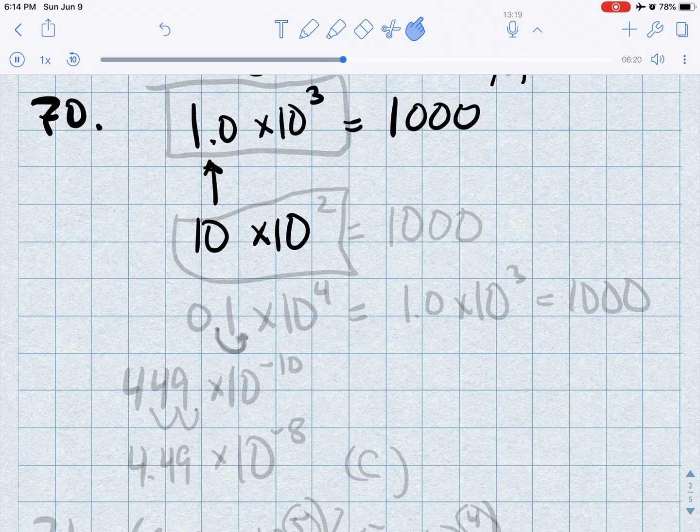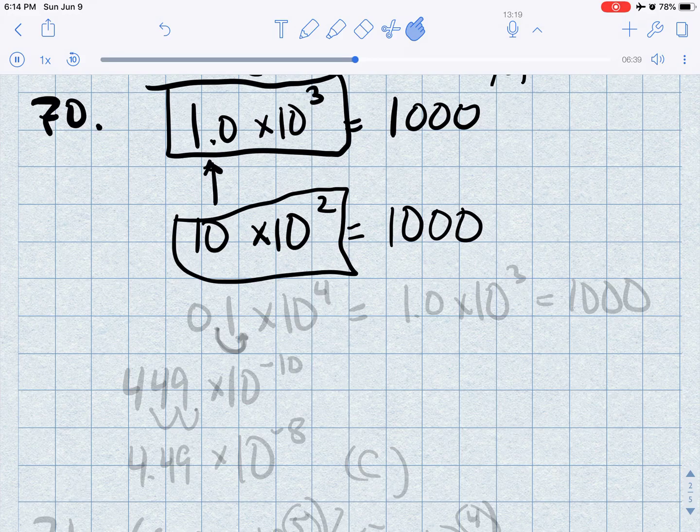10 times 10 to the second, right? What would that be? So we put the 10, and then this is times 10 to the second, so we put 2. So what I'm trying to say to you guys is 10 times 10 to the second and 1.0 times 10 to the 3. Those are equivalent forms, right?